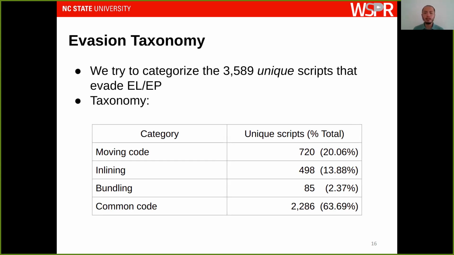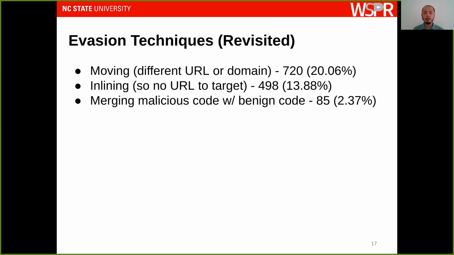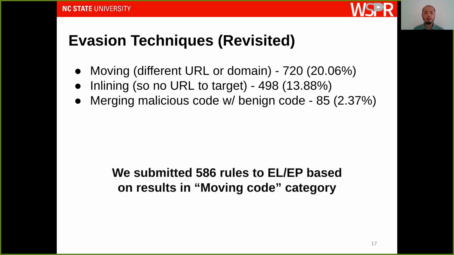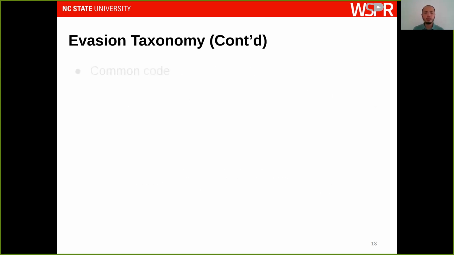The first 3 categories shown here are based on the evasion techniques which I mentioned earlier in this talk. The way we classified cases for each one of the categories is by comparing the AST structure of an evading script against the scripts which are blocked by EasyList and EasyPrivacy. Also, out of the 720 cases in the moving code category, we submitted 586 filter list rules based on the script's URLs to EasyList and EasyPrivacy, so that those scripts are now also being blocked at their new locations.